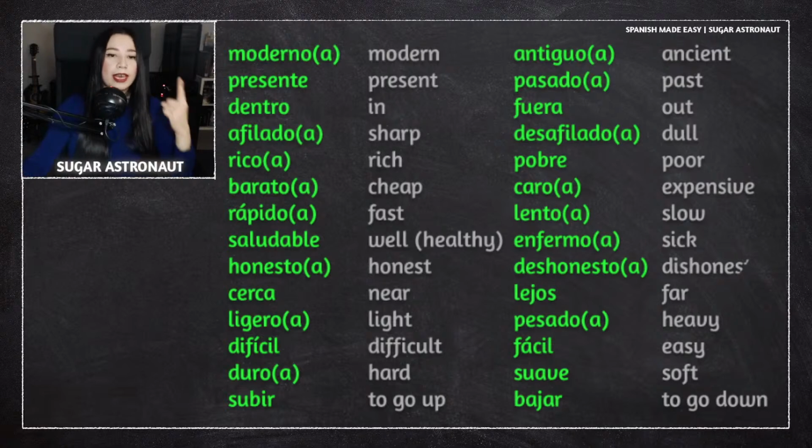Okay. Moderno, antiguo. Presente, pasado. Dentro, fuera. Afilado, desafilado. Rico, pobre. Barato, caro. Rápido, lento. Saludable, enfermo. Honesto, deshonesto. Cerca, lejos. Ligero, pesado. Difícil, fácil. Duro, suave. Subir, bajar. Okay, so that was the second set.